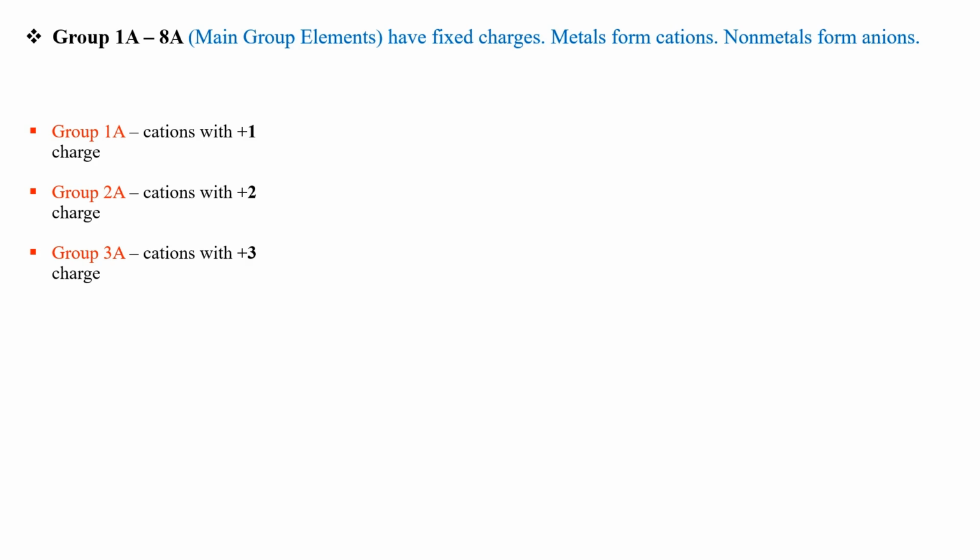Group 1A metals like to lose 1 electron to form a plus 1 charge. If you go from top to bottom in group 1A of the periodic table, lithium, sodium, potassium, rubidium, cesium, they all form a plus 1 charge: lithium plus 1, potassium plus 1, cesium plus 1. Group 2A elements form a plus 2 charge, losing 2 electrons. Group 3A metals form plus 3 by losing 3 outer shell electrons.